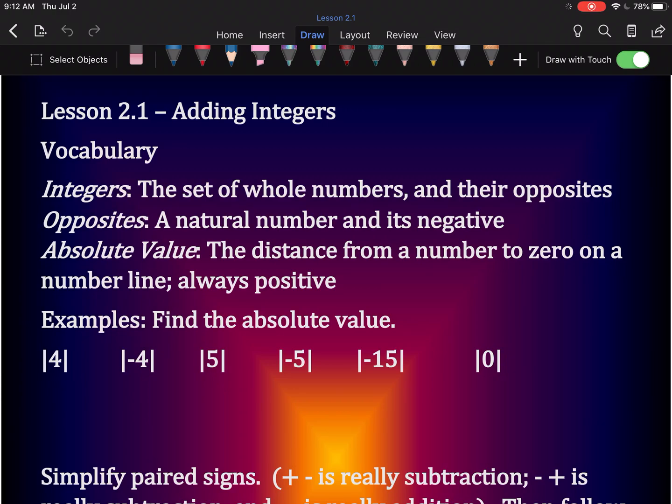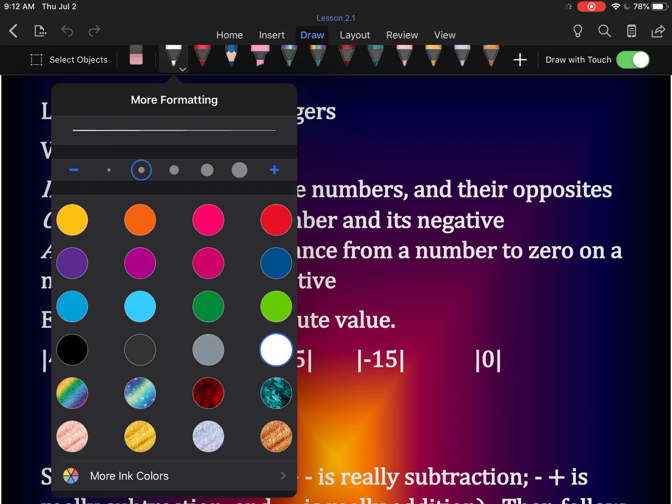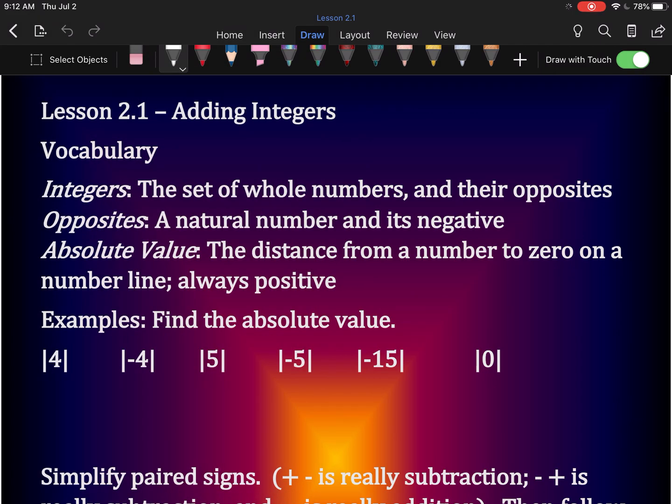So chapter 2 is going to be all about integers. And integers are negative numbers. So, vocabulary words, integers are the set of whole numbers and their opposites. The whole numbers are 0, 1, 2, 3, 4, 5, 6, 7, 8, 9, 10, so on and so on. No decimals, no fractions. Their opposites are the negative numbers, negative 1, negative 2, negative 3, negative 4, negative 5, so on and so on.